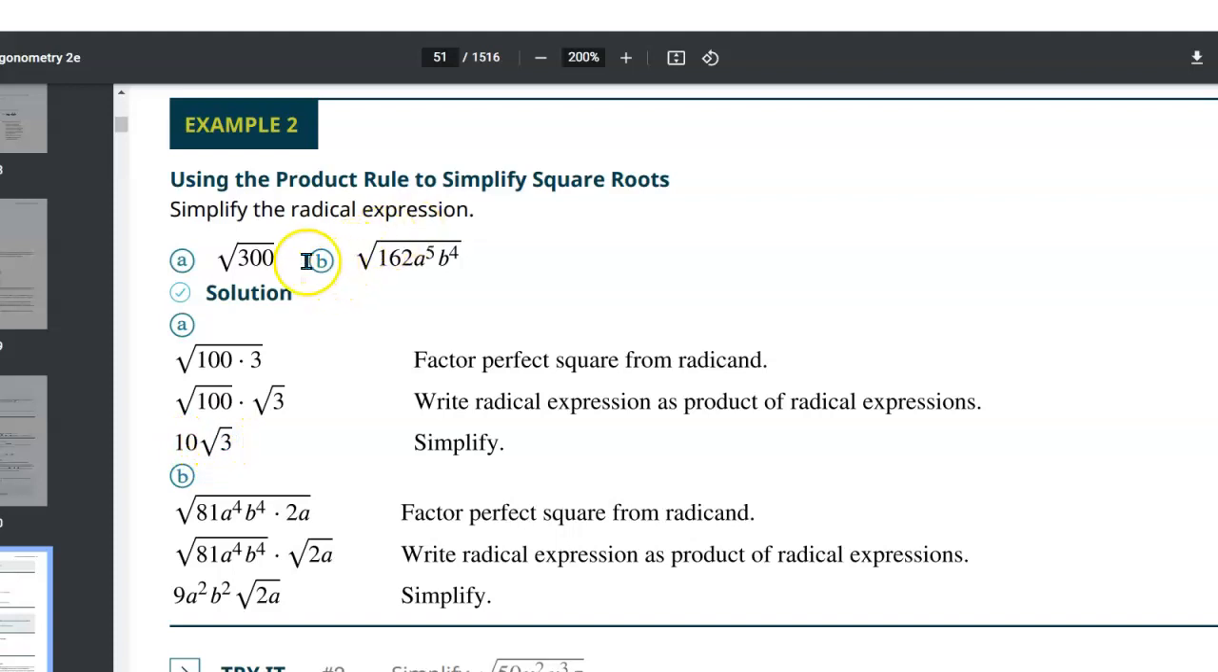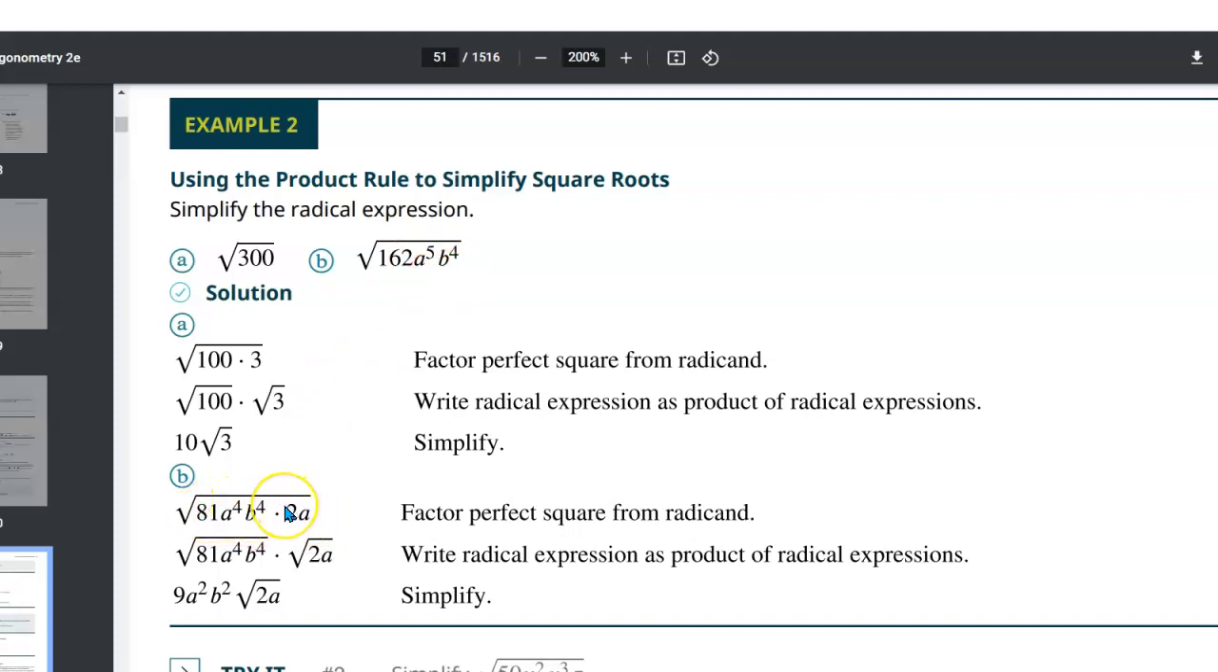Now if you have something more convoluted like part B, 162 is kind of wild. And anytime you get an odd power, you want to make it even. So you take 2 out of 162, make it 81. 81 times 2 is 162. And you take an a out of a to the 5th right here, make it a to the 4th right here. Now b to the 4th we're happy with, so we get that.